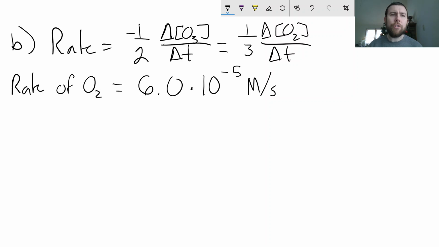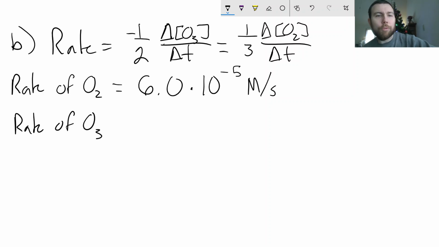Okay, and so when we think about that, that's our rate of oxygen. And so if we wanted to look at it from this perspective, they want us to find the rate of ozone. And so in order to do that, we're going to need to rearrange our equation so that we can get it with respect to ozone specifically.